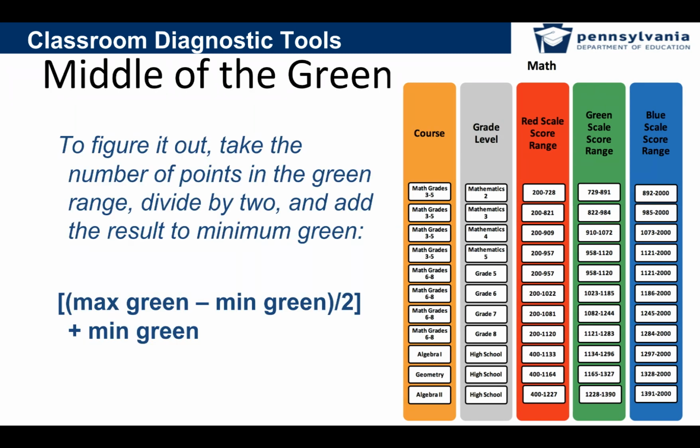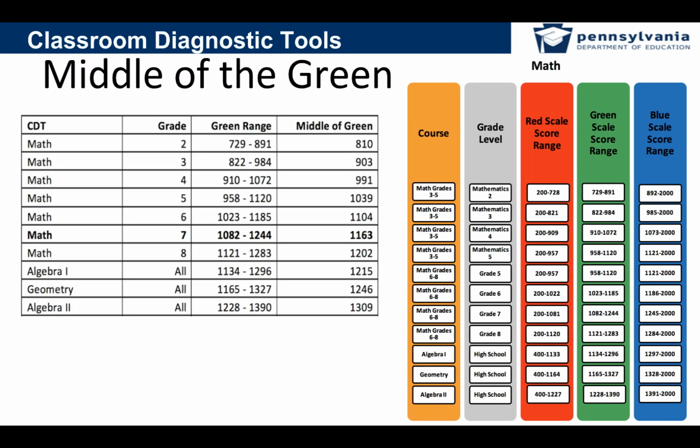So for this middle of the green, this sweet spot, there is a calculation. You take the maximum and the minimum and you divide by 2, and you add that number to the bottom end, the minimum of the green, to find it. Now, we can calculate that out by hand, but DRC has given us this nice little chart to make sure we're all talking about the same number as the middle of the green.